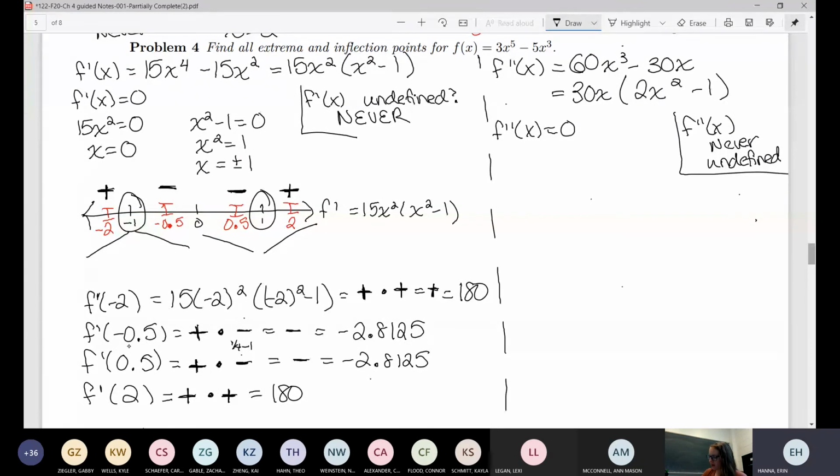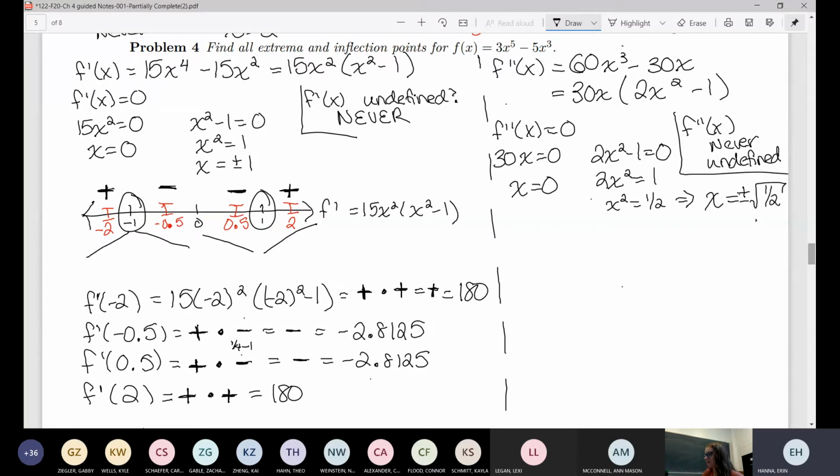Since it's factored out, I have those two pieces that I set equal to 0 separately. So 30x equals 0 and 2x squared minus 1 equals 0. So we'll get x equals 0. And this is going to be our first, not terribly gross, but a little gross number. So we will get that x is equal to positive and negative square root of 1/2.